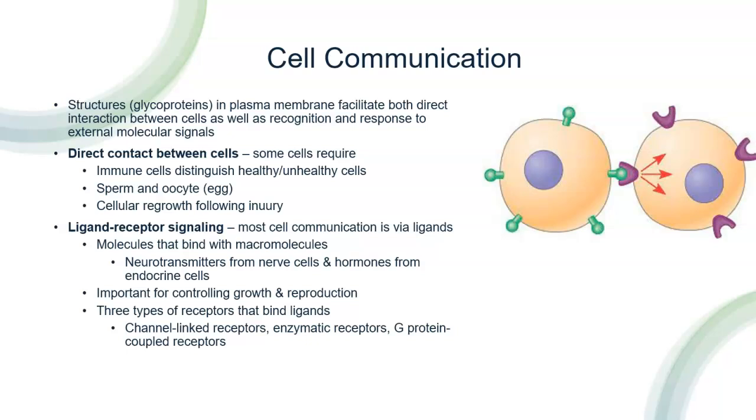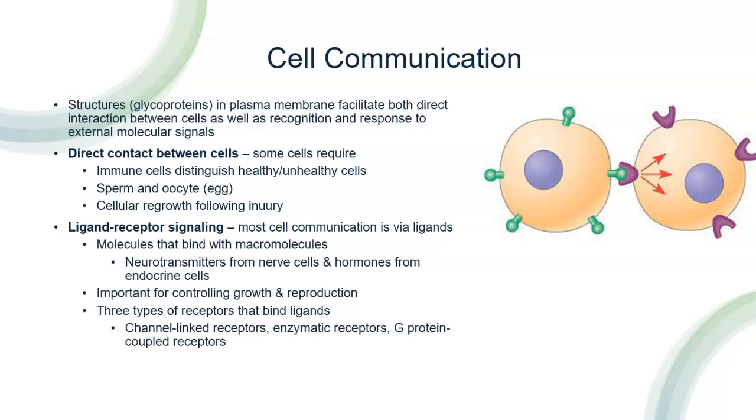Another example of direct cell contact is between a sperm and an egg cell. That's called an oocyte. So during the process of fertilization, the sperm cell recognizes and then binds to the oocyte, and it recognizes it because of that glycocalyx. And then the third example is the direct contact that is part of development and growth after we get an injury.